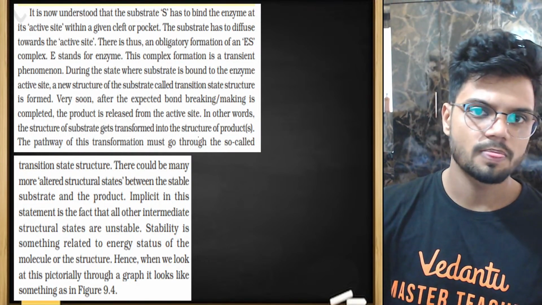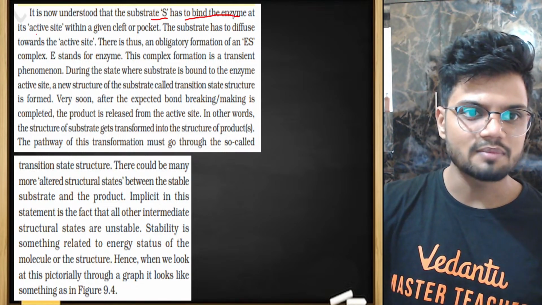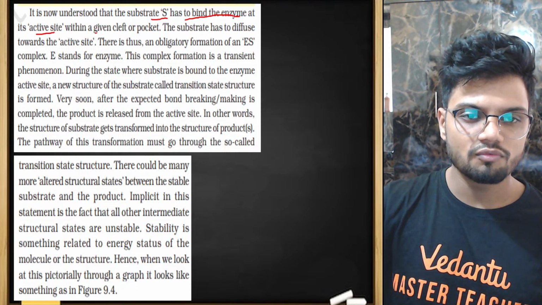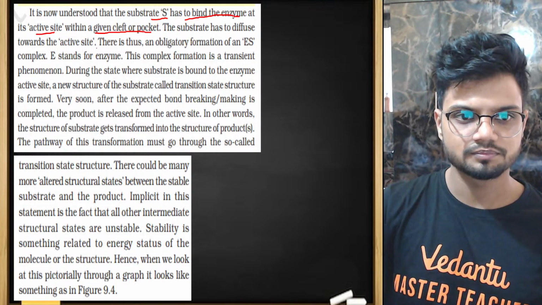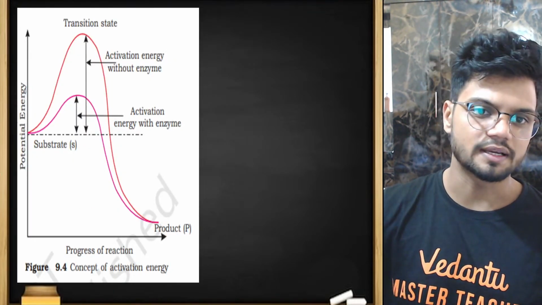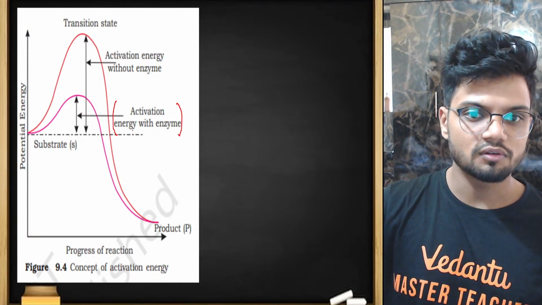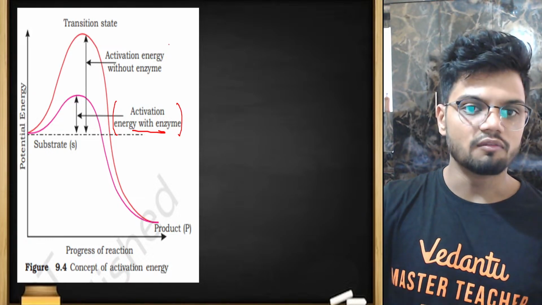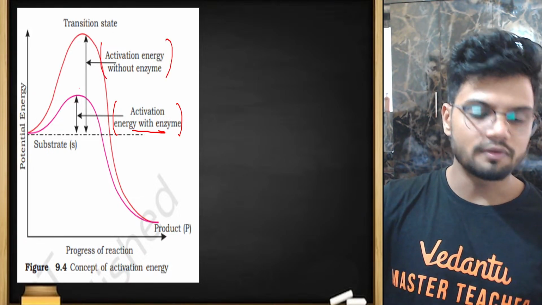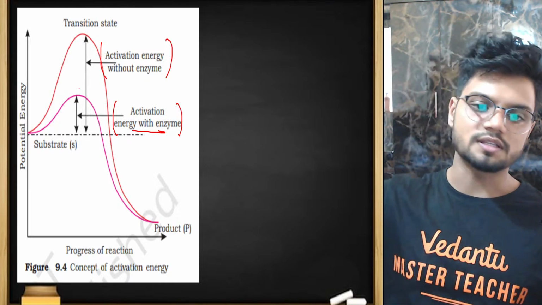See here, friends. Substrate S binds at the enzyme at the active site within the given cleft or pocket. This is the diagram. We have something called as activation energy with enzyme, very less. Without enzyme is very high. So whenever there is enzyme, activation energy decreases, substrate can become product easily.